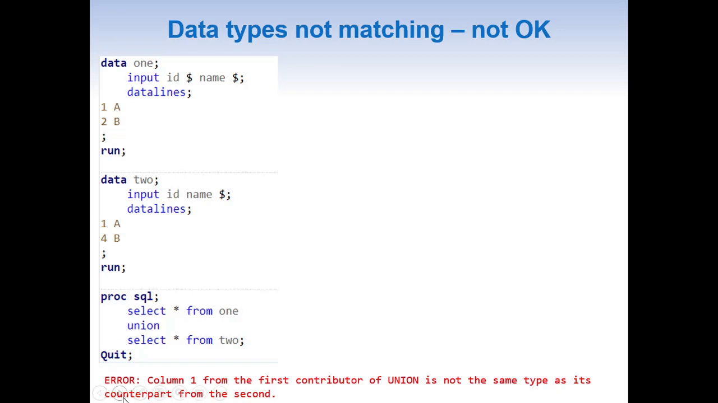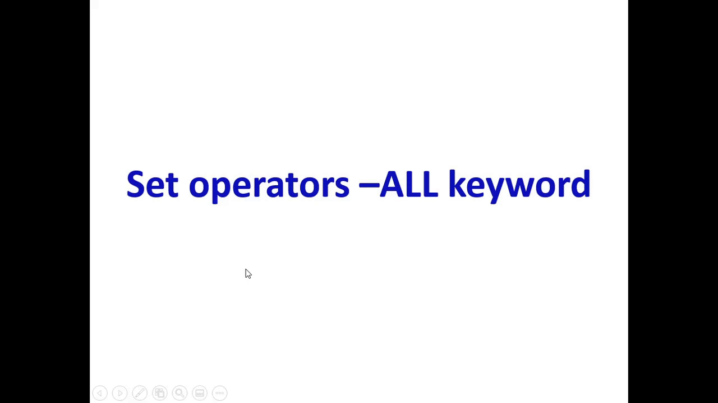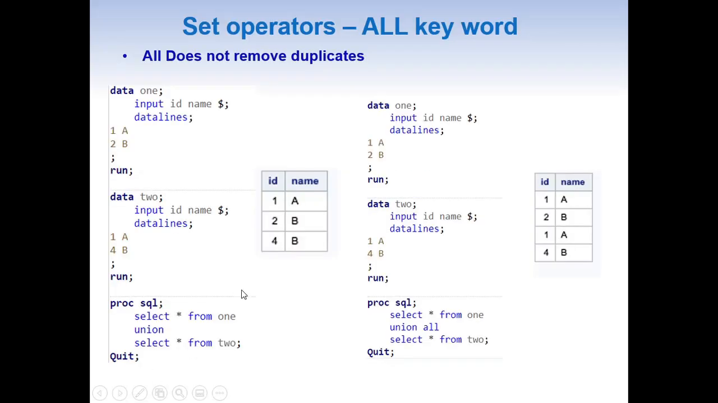Now let us look into something different from what we have been seeing, that is the all keyword. I will explain this all keyword in the context of union, and I will not be explaining the same thing for except and intersect because it will become very redundant. The results will be exactly what you expect. But let's try to understand the all keyword.